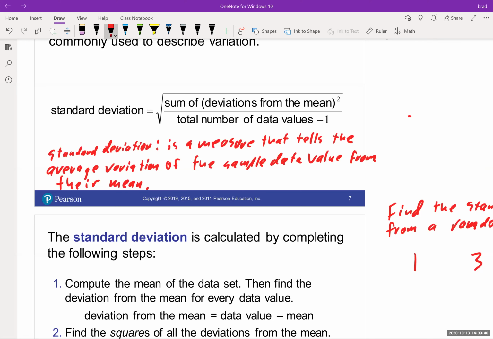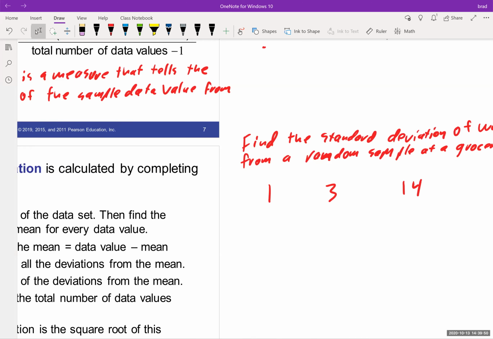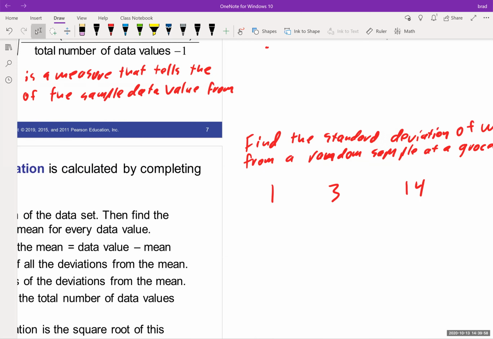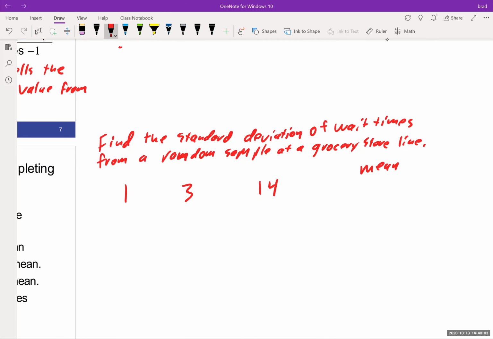So let's see here. First, I'm going to show you how to find it by hand. It's a little bit of a process, but it's not too bad, especially if you don't get a big, large data set. So the first thing it says is to compute the mean. So we've got to find the mean. We know the mean is equal to 1 plus 3 plus 14 divided by 3, right? So that will become 18 divided by 3, which is 6. Okay, so this is our mean.